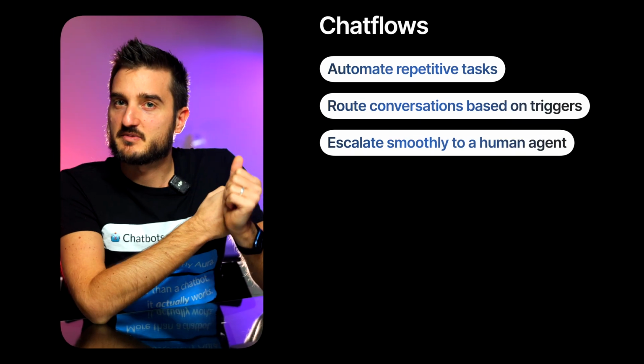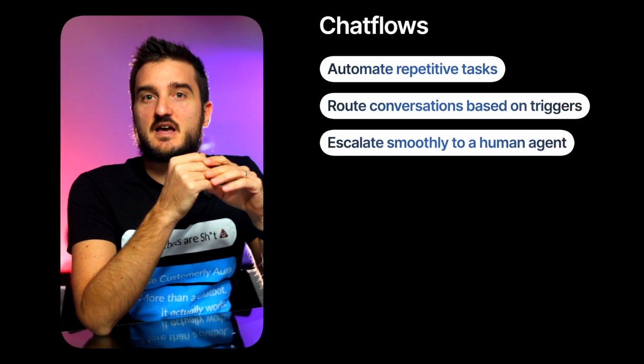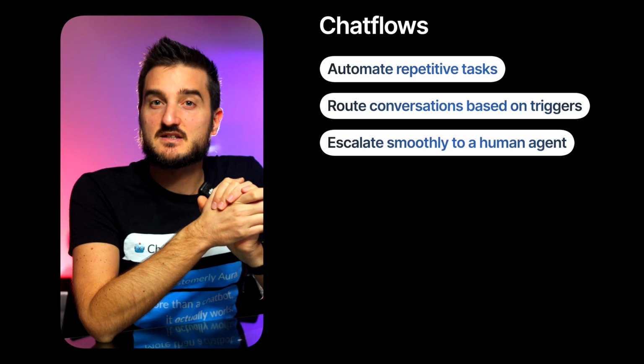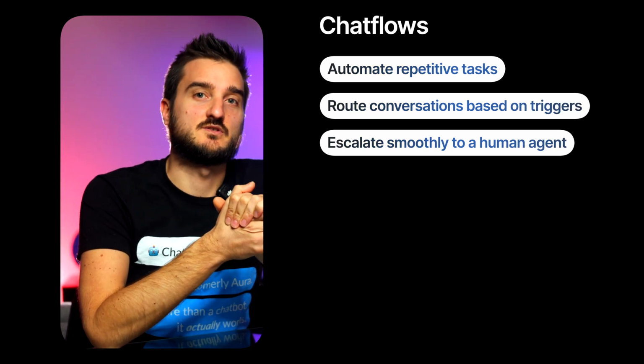Chat flows are customizable chat experiences that allow you to automate repetitive tasks, route conversations based on triggers like a customer's questions or intent, and escalate smoothly to a human agent when the AI can't fully resolve the issue. With Aura's AI integrations, chat flows can recognize customer intents, respond intelligently, and end off conversations when needed. They're smarter, faster, and more flexible than traditional chatbots.